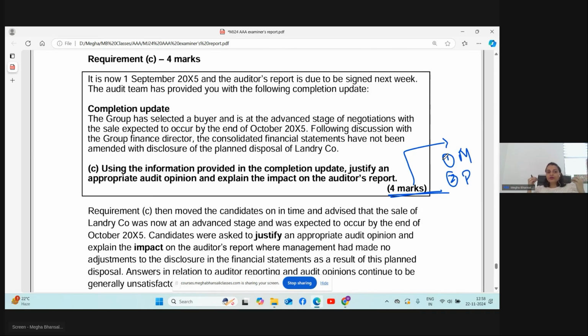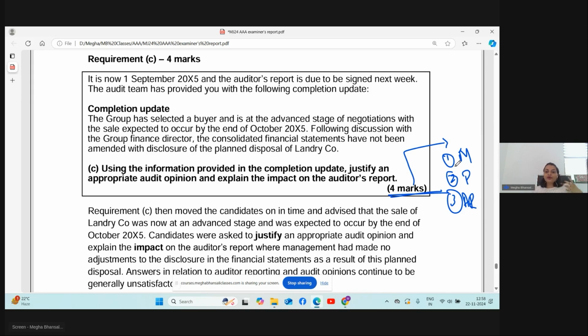Now if there is a discontinued operation and it's not been disclosed correctly, then all my revenue, all my expenses, everything is wrong, because I've added revenue and expense of these subsidiaries in my PL. So this is a pervasive issue. Then what is the kind of audit report I'm going to be issuing? Because it's material and pervasive, I will issue an adverse opinion. So these are 3 points that you have to write.